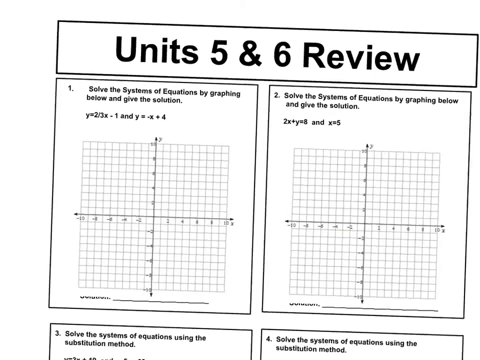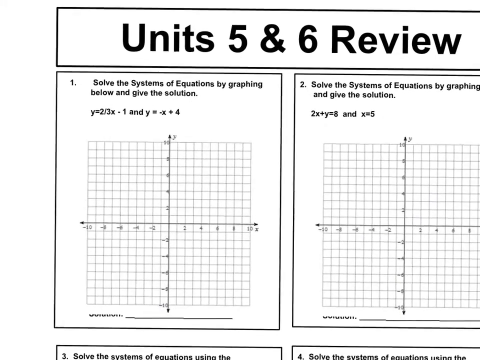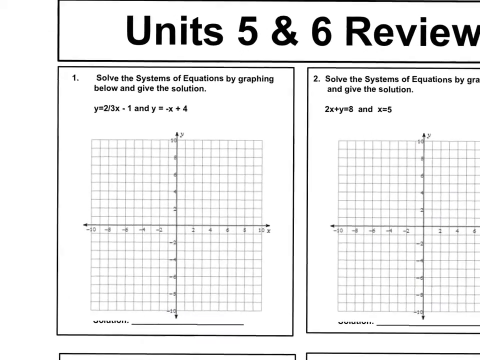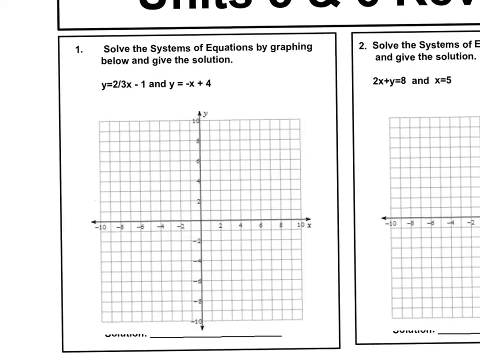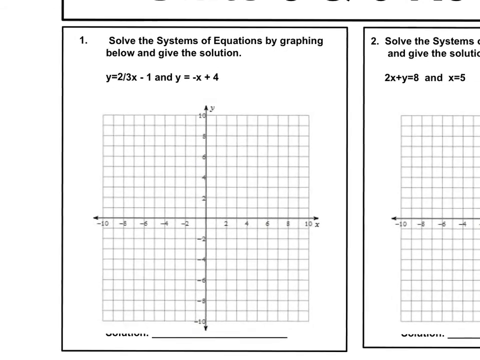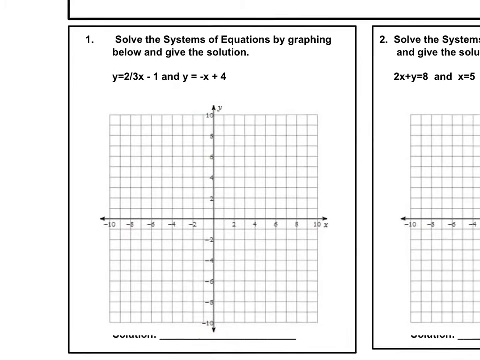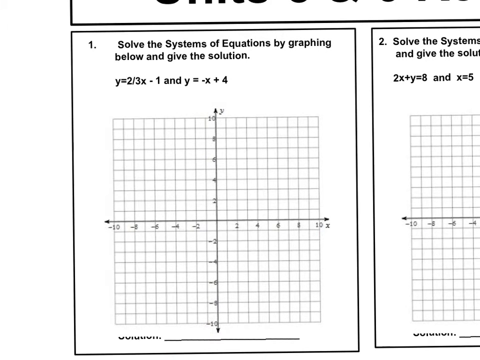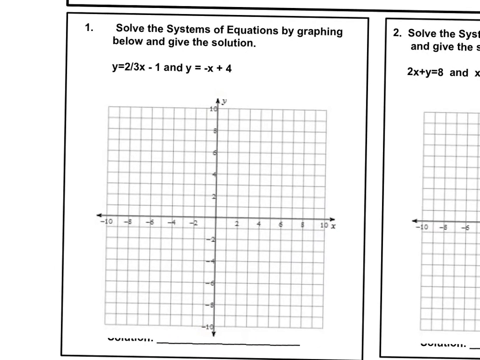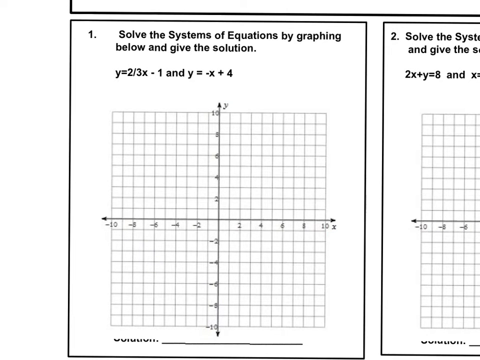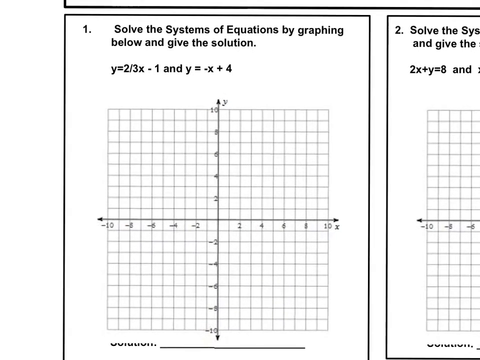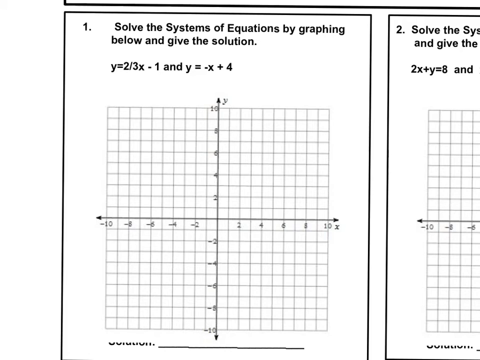Anyway, we're looking at Unit 5, which is Systems of Equations. We're going to look at first solving systems by graphing. A system of equations, as you know, is just 2 equations, and when you graph the 2 lines, the intersection is the solution.